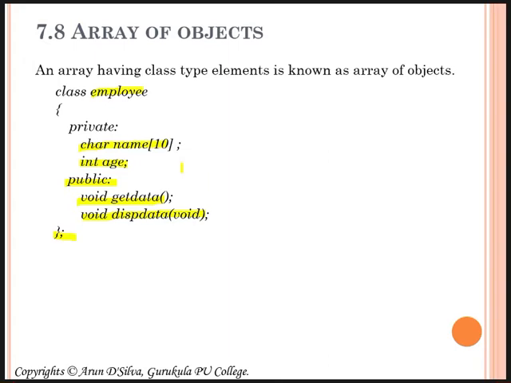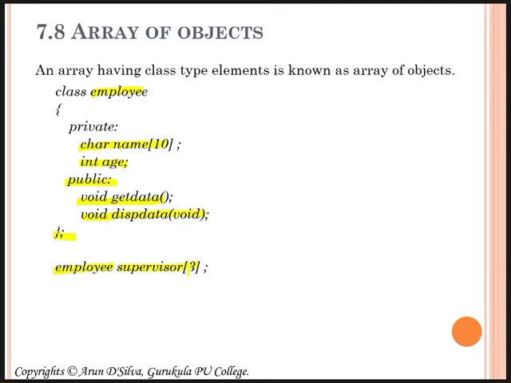Now how can I create an array of objects? How do you create an integer type of array? That's by specifying int and then the array name. In a similar way here, the class name and then the object, and by using brackets you can specify the size. This is the way. Now here employee is the class name and this is the object name, supervisor of 3.